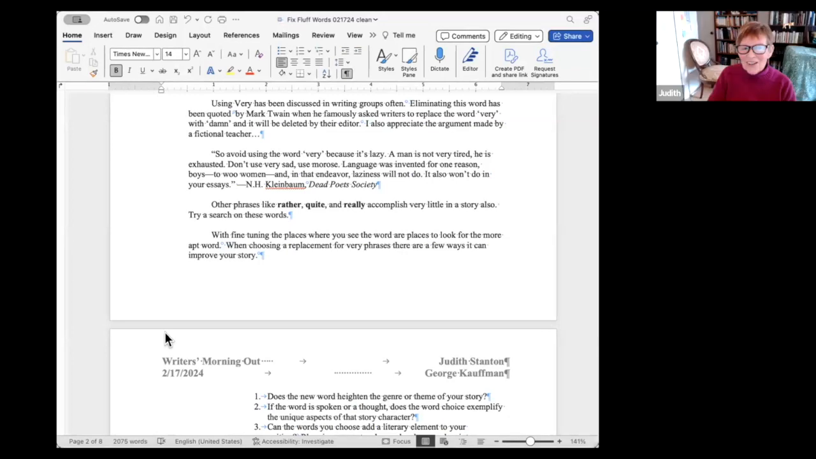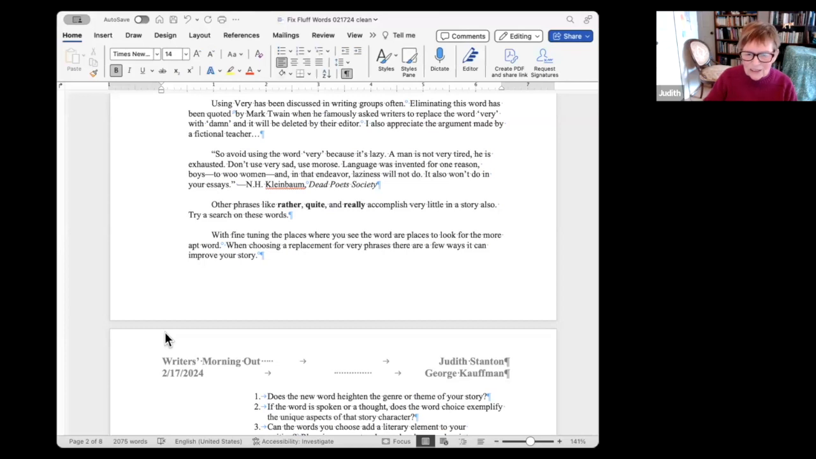And I love this quote that she gave from the Dead Poets Society. In the English class, the teacher says, "So avoid using the word very because it's lazy. A man is not tired, he is exhausted, not very tired, he is exhausted. Don't use very sad, use morose. Language was invented for one reason, boys, to woo women, and in that endeavor, laziness will not do. It also won't do in your essays."